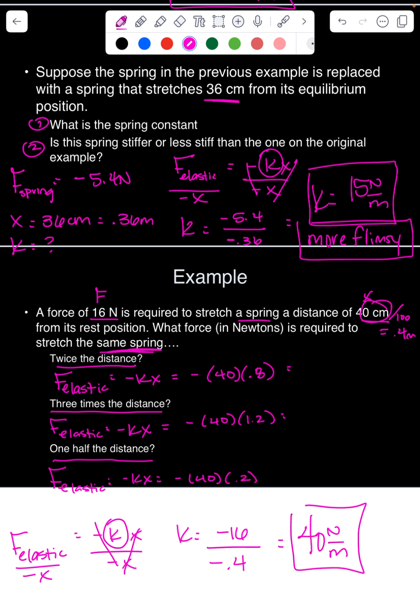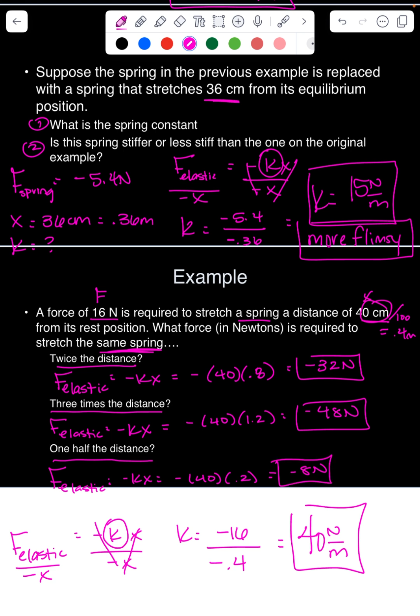All right, we plug all of these in. The force required to move it twice the distance is going to be negative 32 newtons. The force required to move it 3 times the distance is negative 48 newtons. And then the force required to move it half the distance is negative 8 newtons.